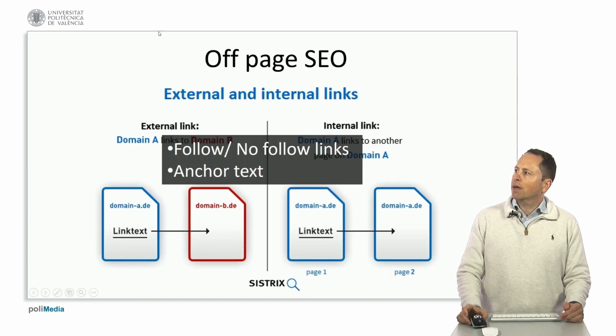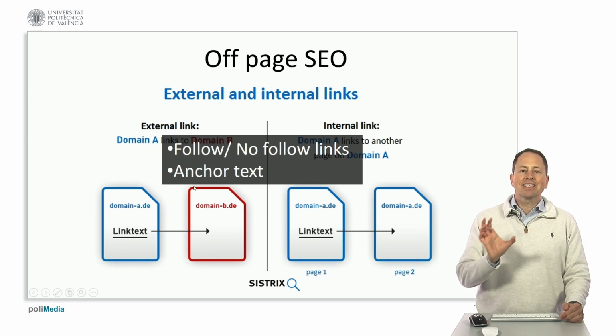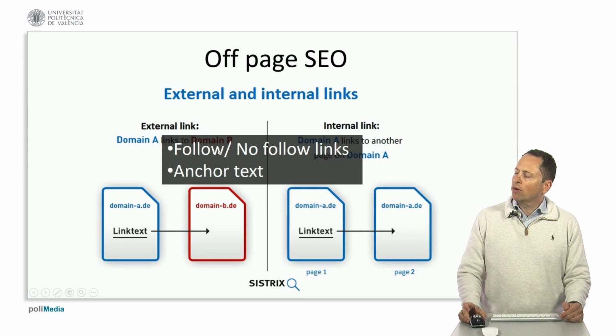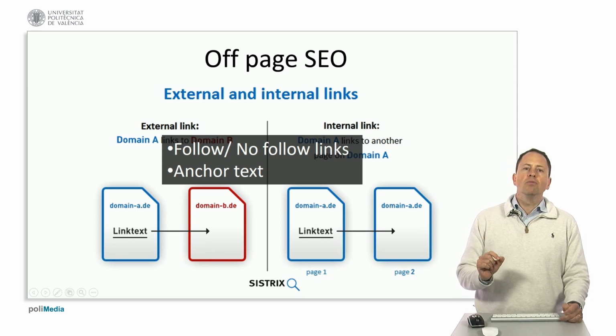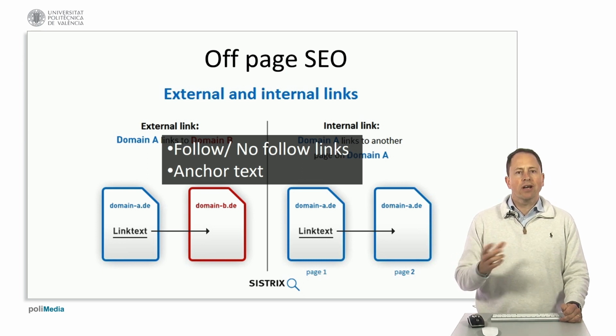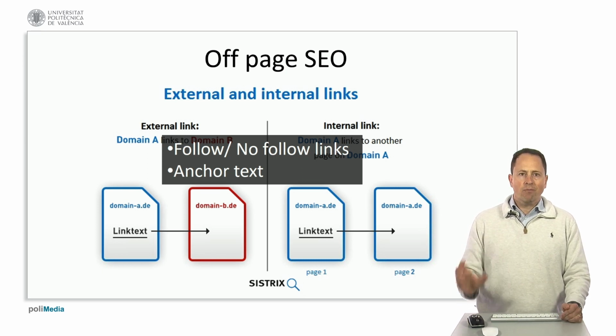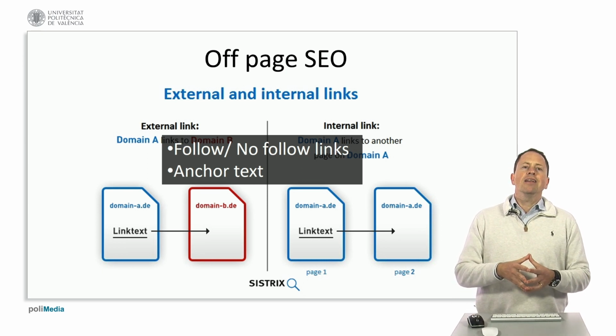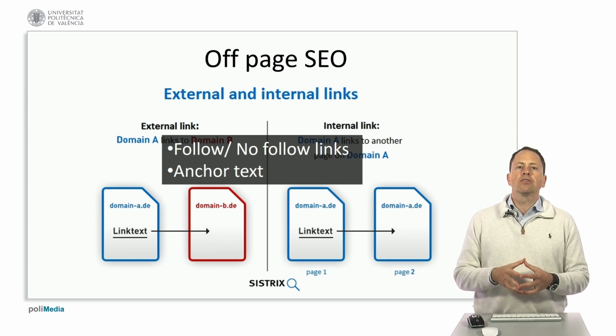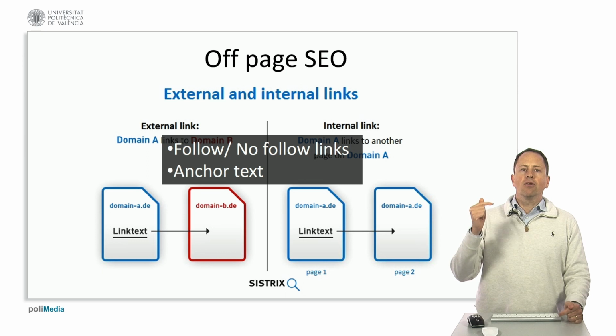Let's go. If we speak about off-page SEO, we are speaking about external links, and we should know about follow and no follow links. No follow links are, for example, the Wikipedia ones. There is a tag when you write the code that says this link is no follow. This indicates to Google robots or other search engine robots that they shouldn't follow this link and they shouldn't count it for ranking pages. They do it, for example, in Wikipedia and in newspapers.